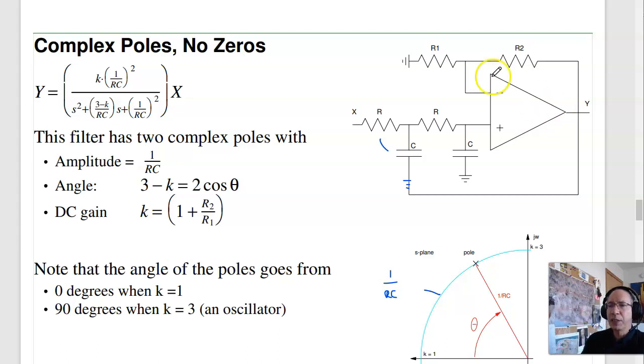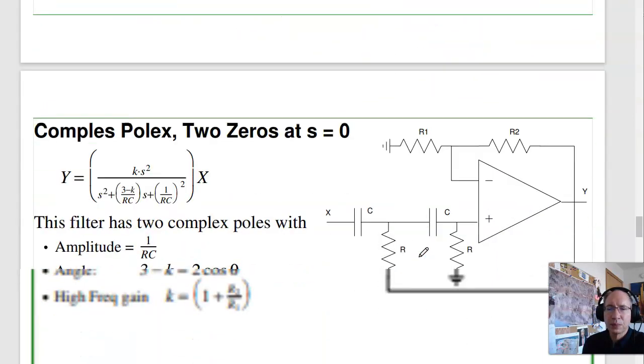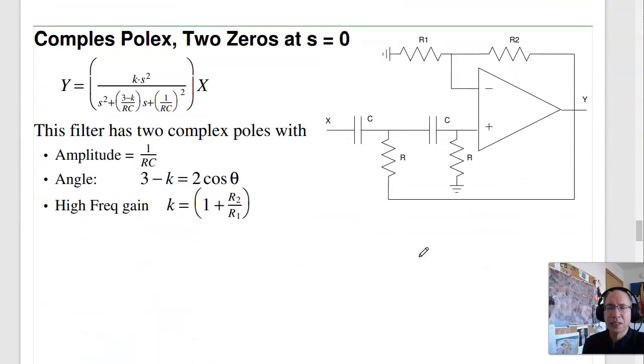And the gain that you want, R2 over R1, at this point, K is 1. At this point, K is 3. If you ever calculate K and it's bigger than 3, you did something wrong, because beyond 3, you're unstable. So K should be somewhere between 1 and 3, following these equations. And we'll go through an example in just a sec.